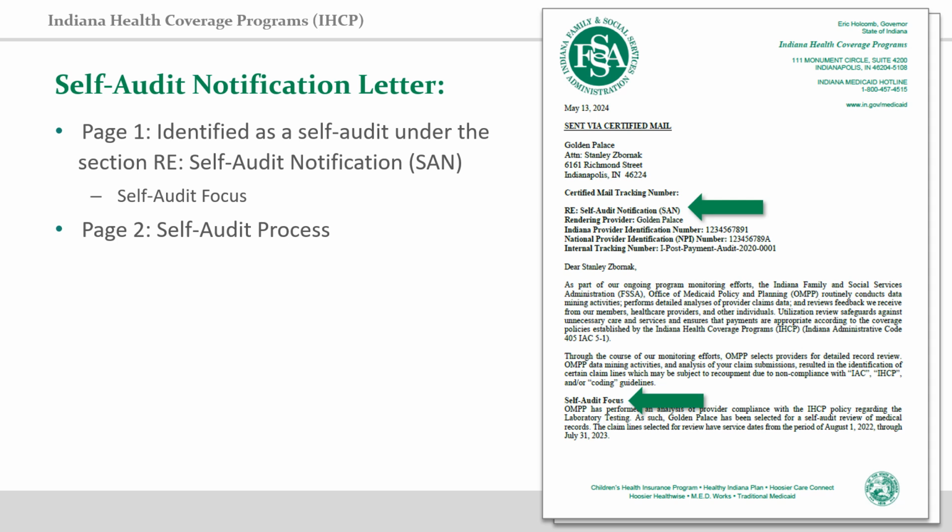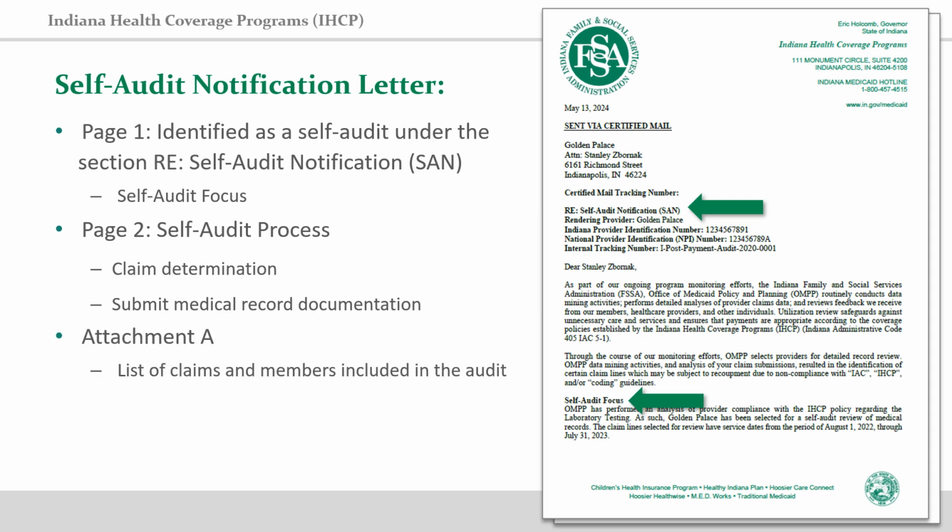On page 2, you will find the self-audit process. This page includes what OMPP is requesting of the provider to complete the self-audit process, including reviewing each claim line determination on Attachment A and submitting the medical record documentation supporting the claim. You will also receive Attachment A with the claims and members included in the audit, and Attachment B, which outlines the instructions for completing the self-audit process. Let's take a closer look at the Attachment A.